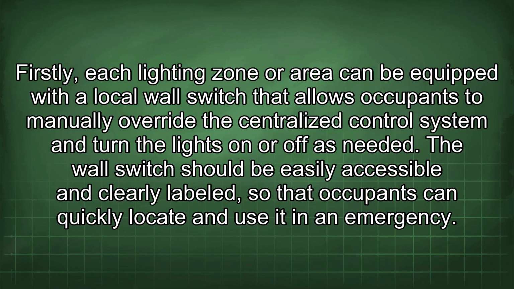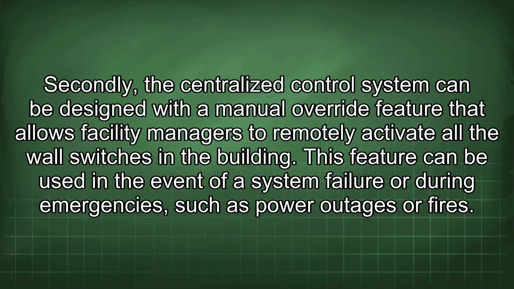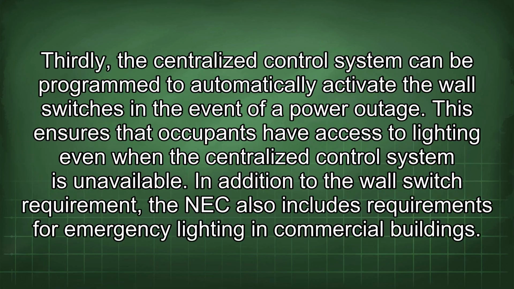The wall switch should be easily accessible and clearly labeled so that occupants can quickly locate and use it in an emergency. Secondly, the centralized control system can be designed with a manual override feature that allows facility managers to remotely activate all the wall switches in the building. This feature can be used in the event of a system failure or during emergencies, such as power outages or fires. Thirdly, the centralized control system can be programmed to automatically activate the wall switches in the event of a power outage. This ensures that occupants have access to lighting even when the centralized control system is unavailable.